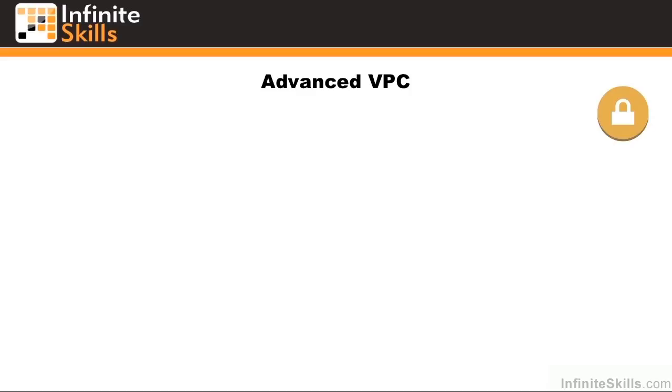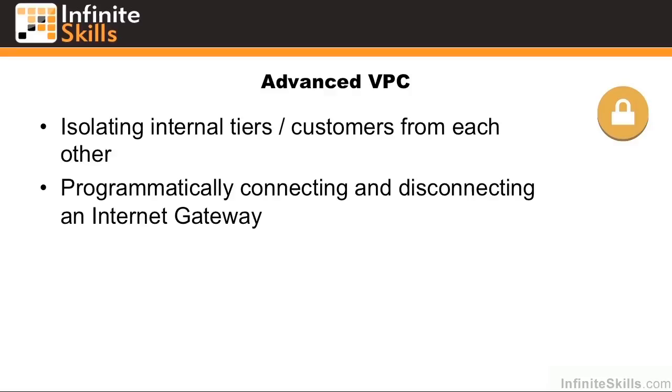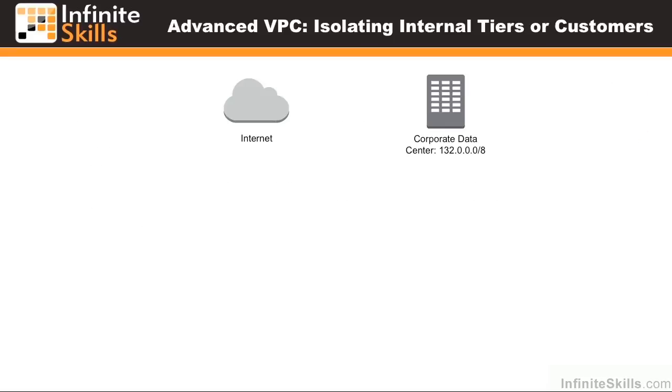In this presentation, we're going to look at two advanced VPC use cases. The first being isolating internal tiers or customers from each other, and the second being programmatically connecting and disconnecting an internet gateway. First off, let's look at isolating internal tiers or customers.